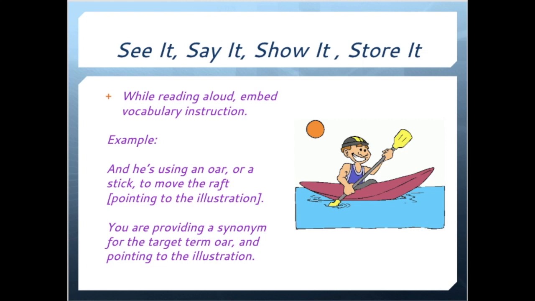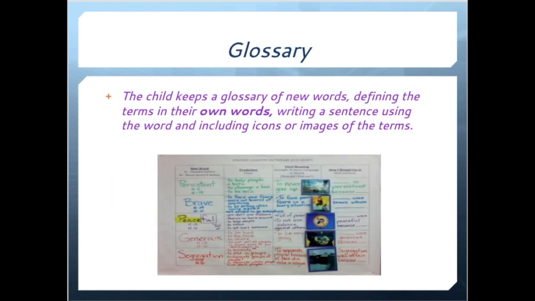So while reading aloud, embed vocabulary instruction. Example, as he's using an oar or a stick to move the raft, you can point to the illustration. You're providing them with a synonym for the target term and pointing to the illustration. Having your child keep a glossary of new words where they define the terms in their own words, write a sentence, and include icons or images of the terms.